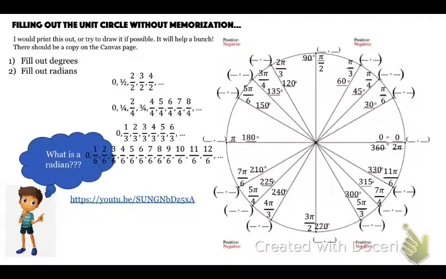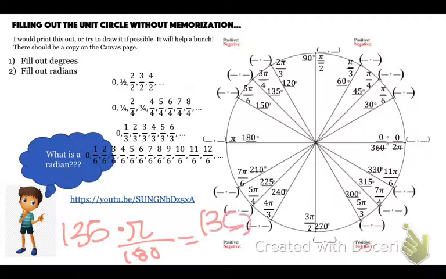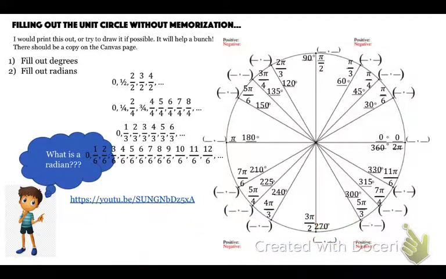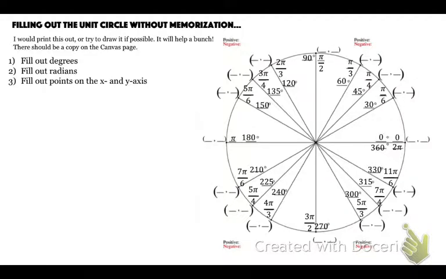Okay, and remember to do that, like say we wanted to convert 135 to radians, I would multiply by pi over 180, which gives you 135 pi divided by 180, which reduces to 3 pi over 4. Okay? Because 45 goes into 135 3 times, 45 goes into 180 4 times. Now let's find the points on the x and y axis, because these are easy points.